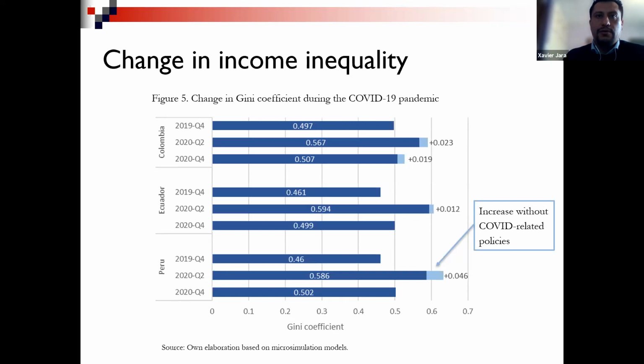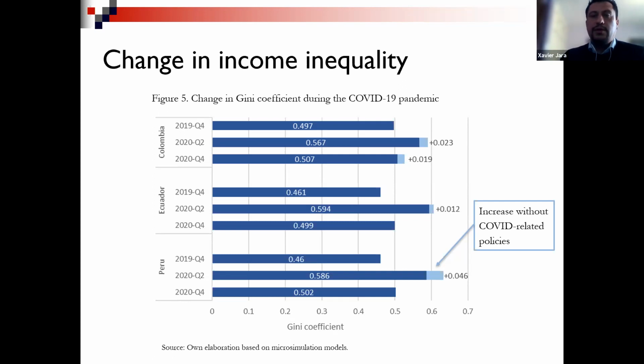And we see this pattern across all countries, Colombia, Ecuador, and Peru. But perhaps more importantly here in the graph, this light blue bar that you observe in the different countries is capturing to which extent inequality would have increased if COVID-related policies were not implemented. And we see that in all countries, inequality would have increased more without the COVID emergency policies, in particular in Peru during the second quarter of 2020, the Gini coefficient would have increased by around 0.04 points.